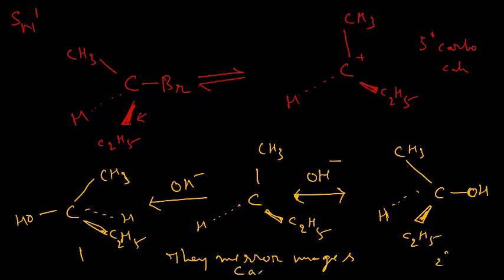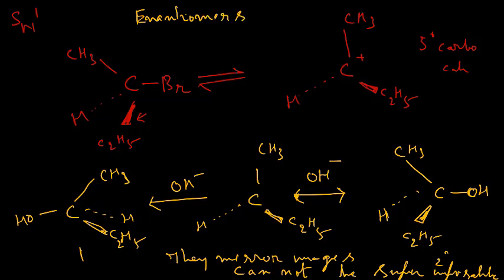So these two compounds are mirror images, but they cannot be superimposable. Superimposable means we cannot keep one molecule on the other. Such compounds, the non-superimposable mirror images, are referred to as enantiomers. The main characteristic of enantiomers is that they rotate the plane polarized light in opposite directions but to equal extent.